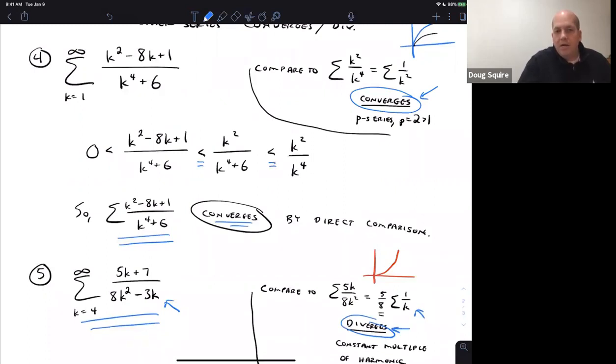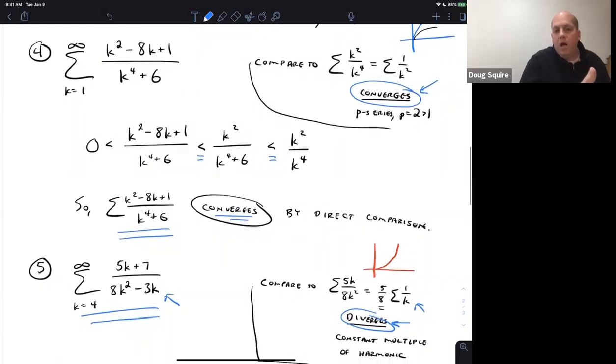Limit comparison is going to be a different way to prove the same result. So if it's one like this, where it's all power functions, or in a minute, if it's all exponential functions, whatever this easy series on the right does, that is what the original series will do. If the easy series converges, the original one for sure converges. If the easy series diverges, the original series for sure diverges.